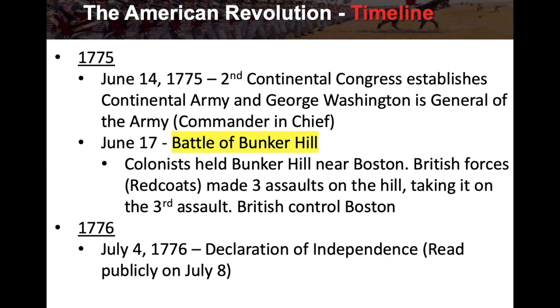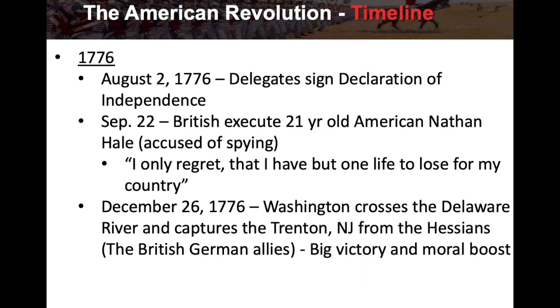And obviously sent to the king, King George III, the king in England. August 2nd, 1776, delegates sign it. September 22nd, the British execute 21-year-old American Nathan Hale, who was accused of spying. And he has a famous phrase, "I only regret that I have but one life to lose for my country."